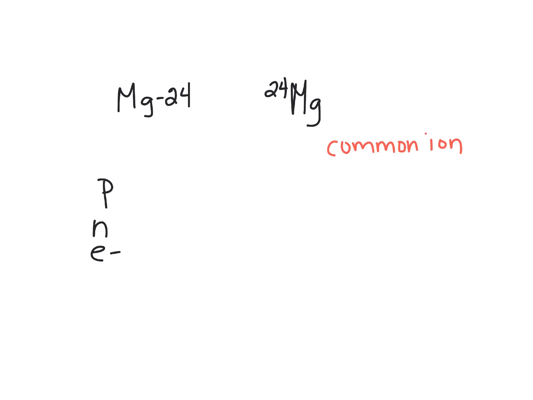So think about how many valence electrons magnesium has. Magnesium is going to have 2 valence electrons. It's a metal, so we know it tends to lose electrons. It's going to form a cation, and because it has 2 valence electrons, it's going to lose those, and it's going to form a cation with a 2 plus charge.